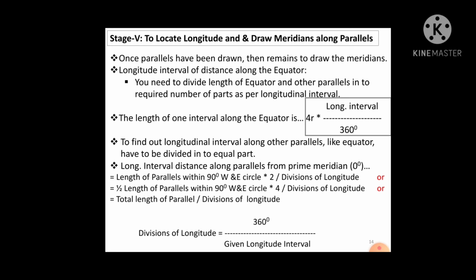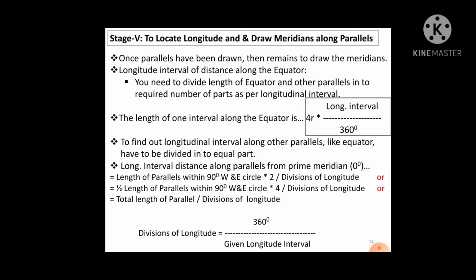This is one, by the equation. The other method is very simple and beneficial, because this equation will not be useful for the other parallels to get the distance interval along them. For the other parallels, we have two or three methods which are given in these slides. Like the longitudinal interval distance along the parallel from the prime meridian is equal to the length of the parallel within the 90-degree east and west.